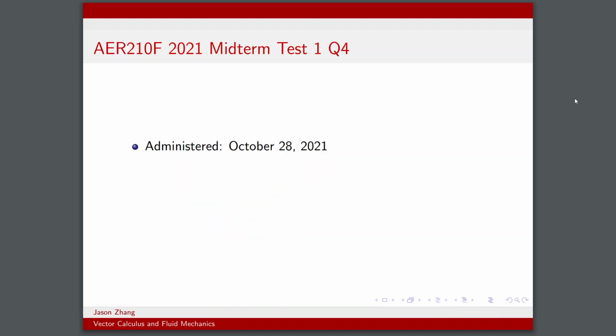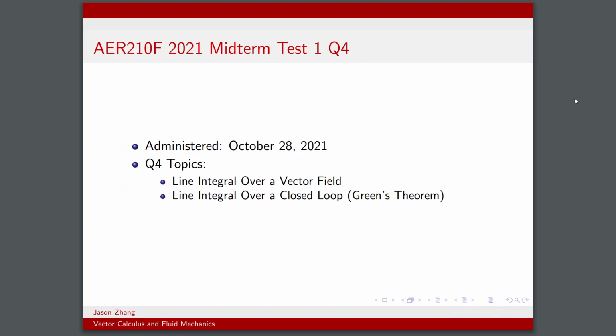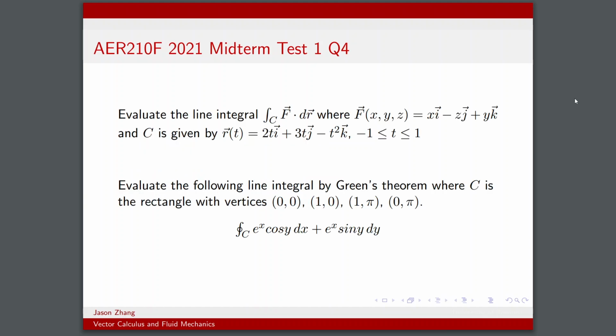So the question that I'll be going over today is from Midterm Test 1. It's question 4, and I took this test on October 28th of 2021. And the topics this question covers include the line integral over a vector field and the line integral over a closed loop. And in fact, part of this question is very specifically testing Green's theorem.